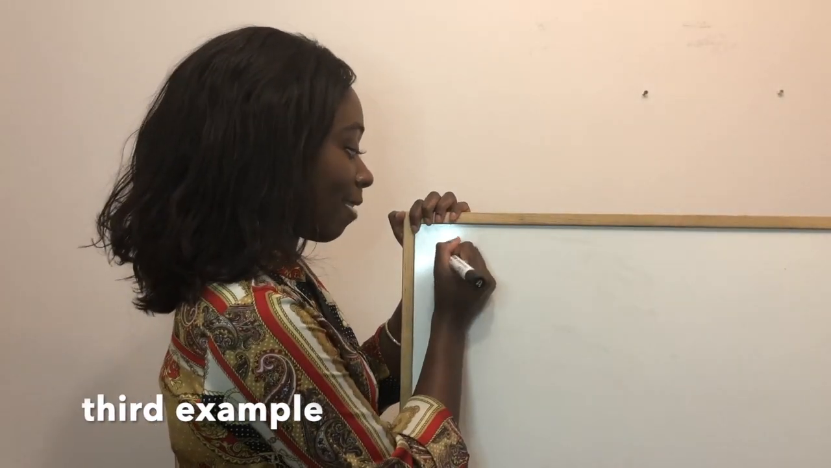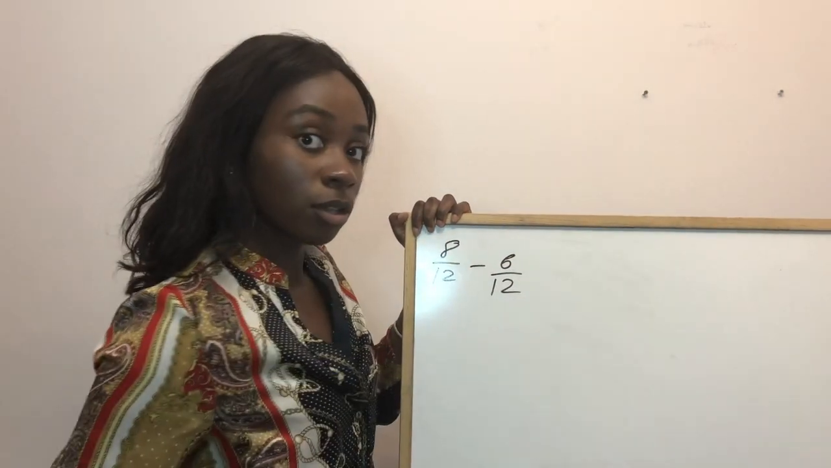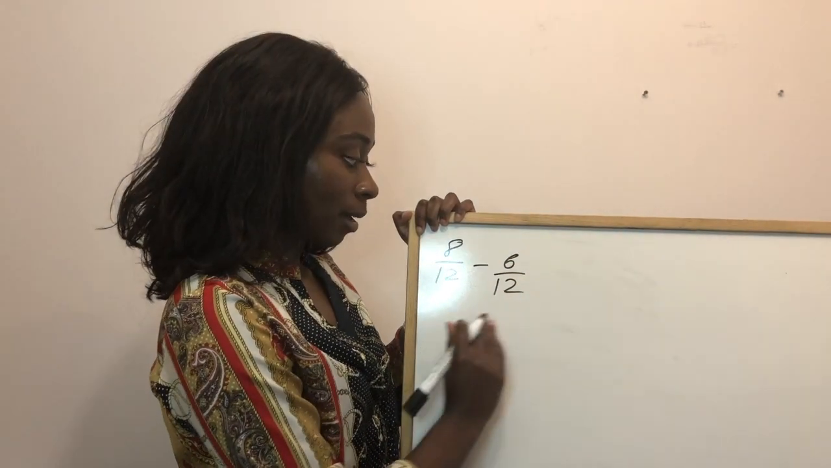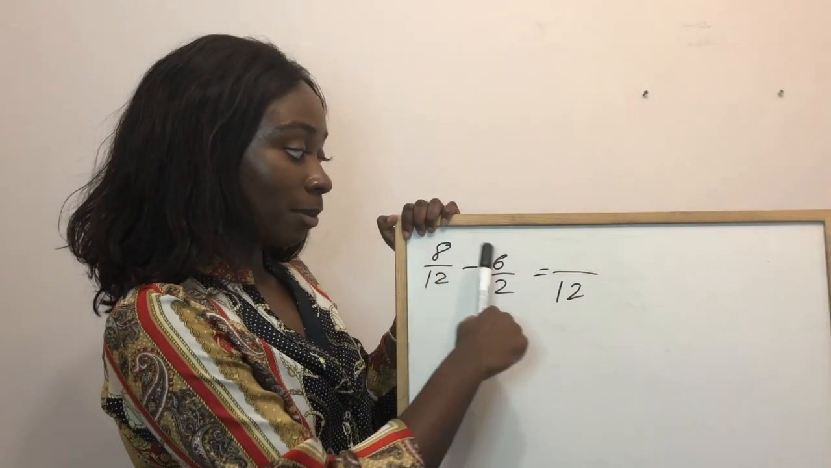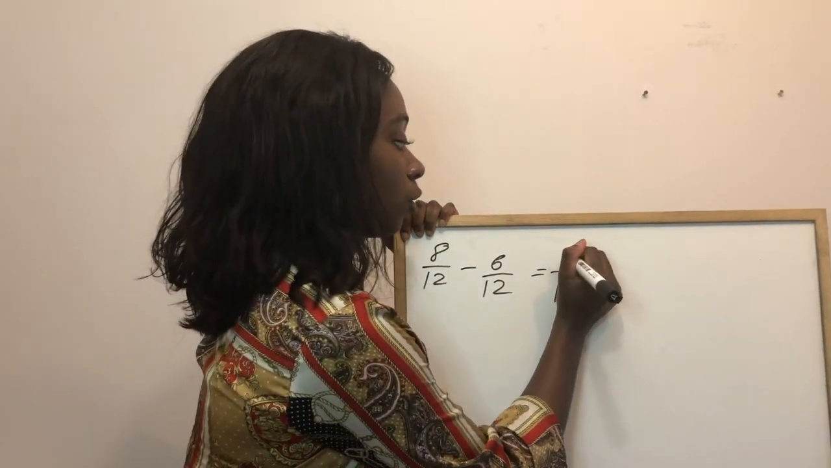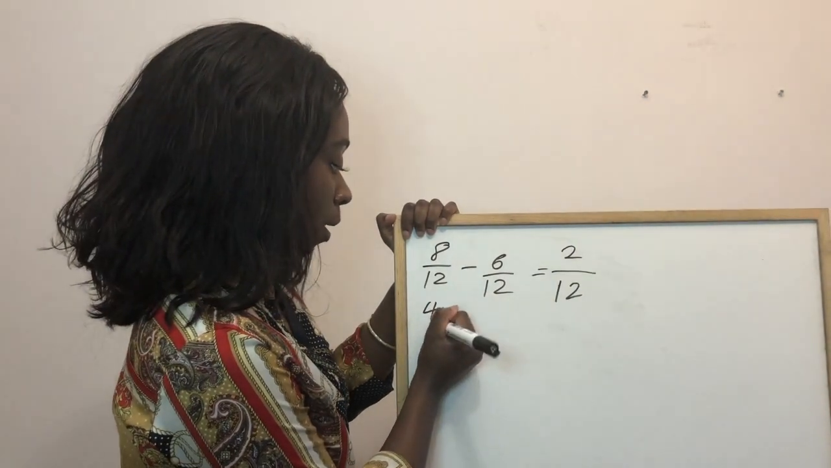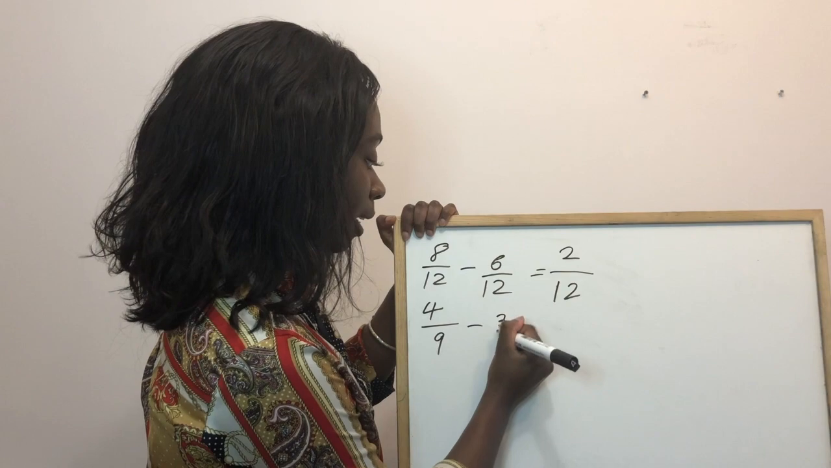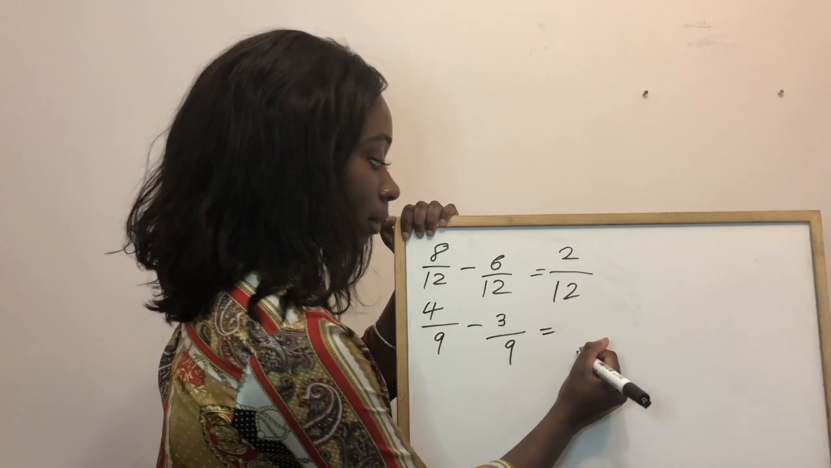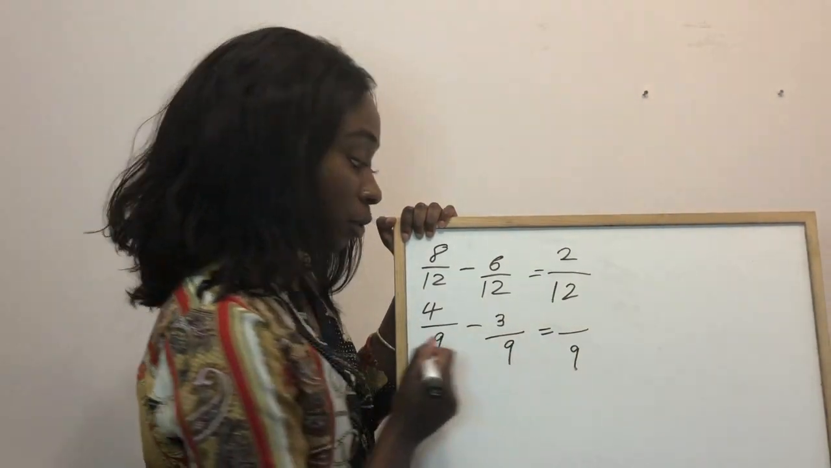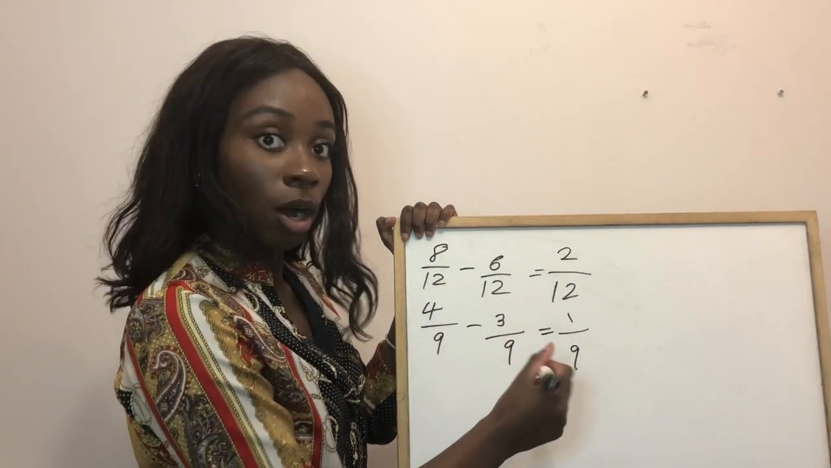For this example, we're going to have 8 over 12 minus 6 over 12. What we do, we keep the denominator the same because it's the same for both fractions. So we've got 12 at the bottom, and then we've got 8 minus 6, which equals 2. So your final answer is 2 over 12. So let's say we had 4 over 9 minus 3 over 9. You remember, you keep the denominator the same, so it's 9 at the bottom, then at the top you do 4 minus 3, and that equals 1. So that is 1 over 9.